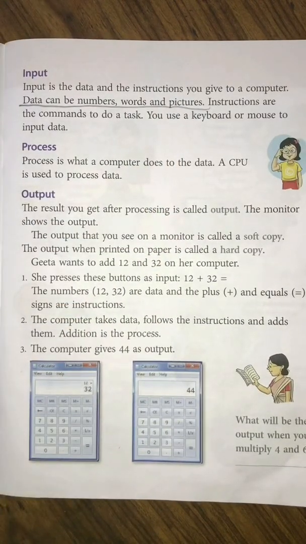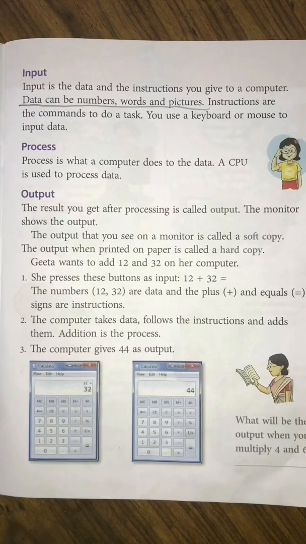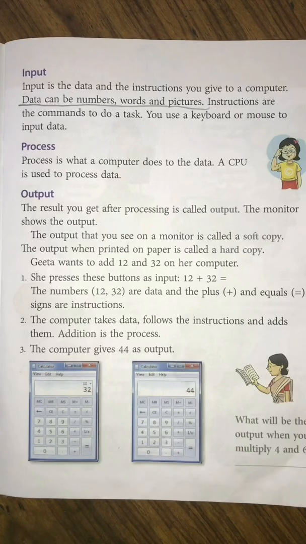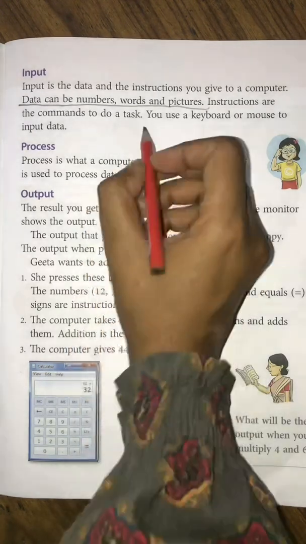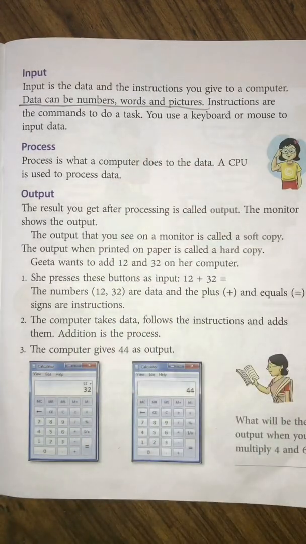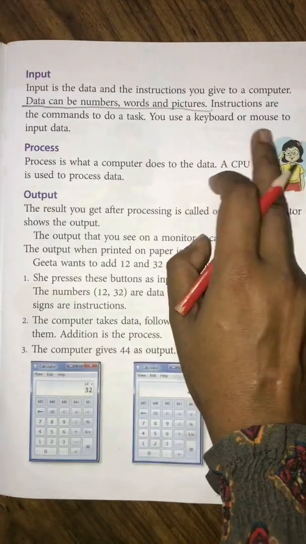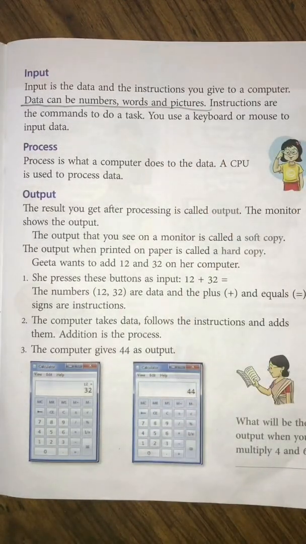Instructions are the commands to do a task. And what are the instructions? Instructions are the commands that we give to the computer to do a task. Task is work. And we give our instructions with the help of keyboard and mouse. We use keyboard or mouse to input data.